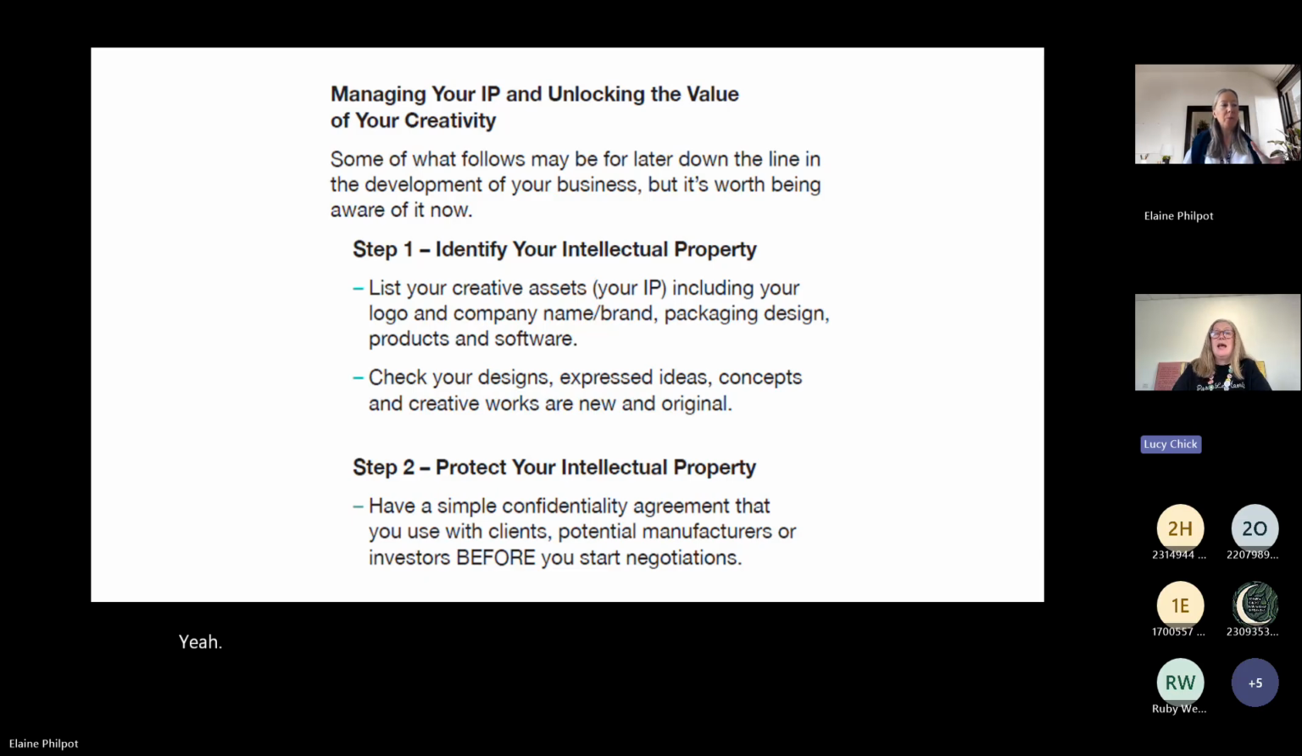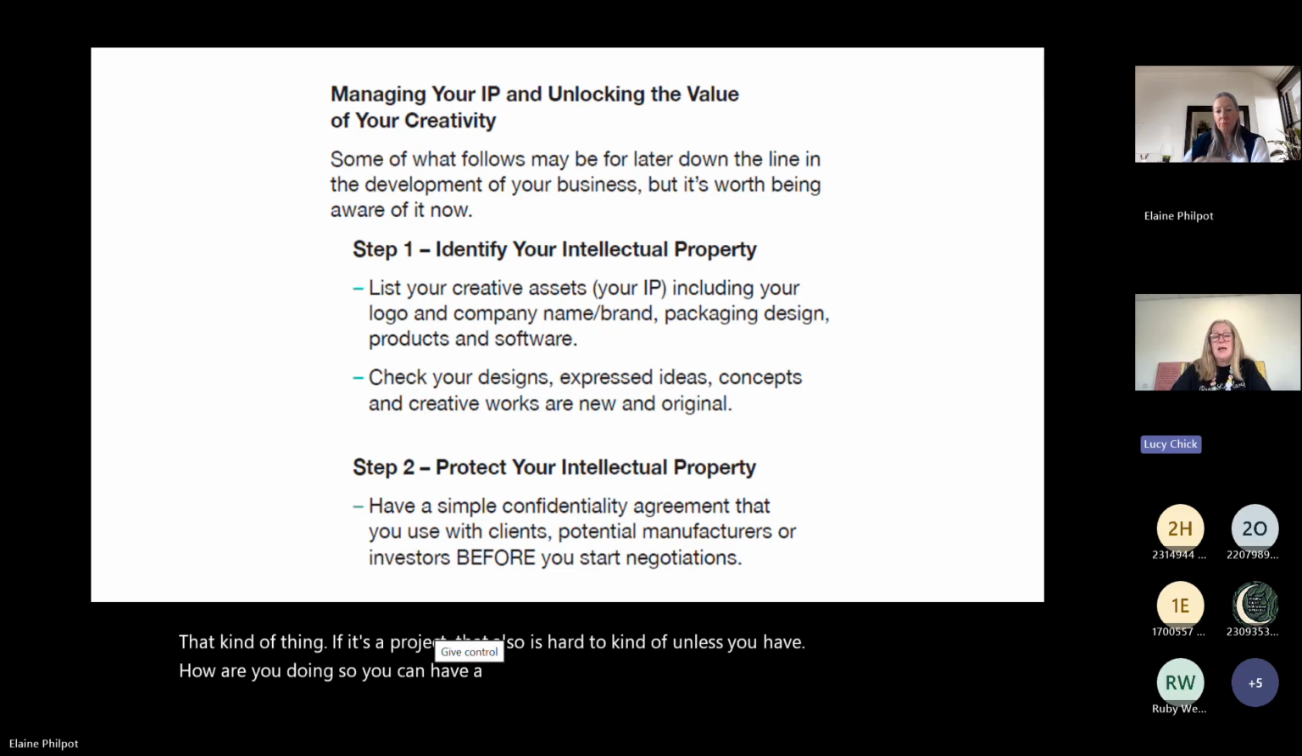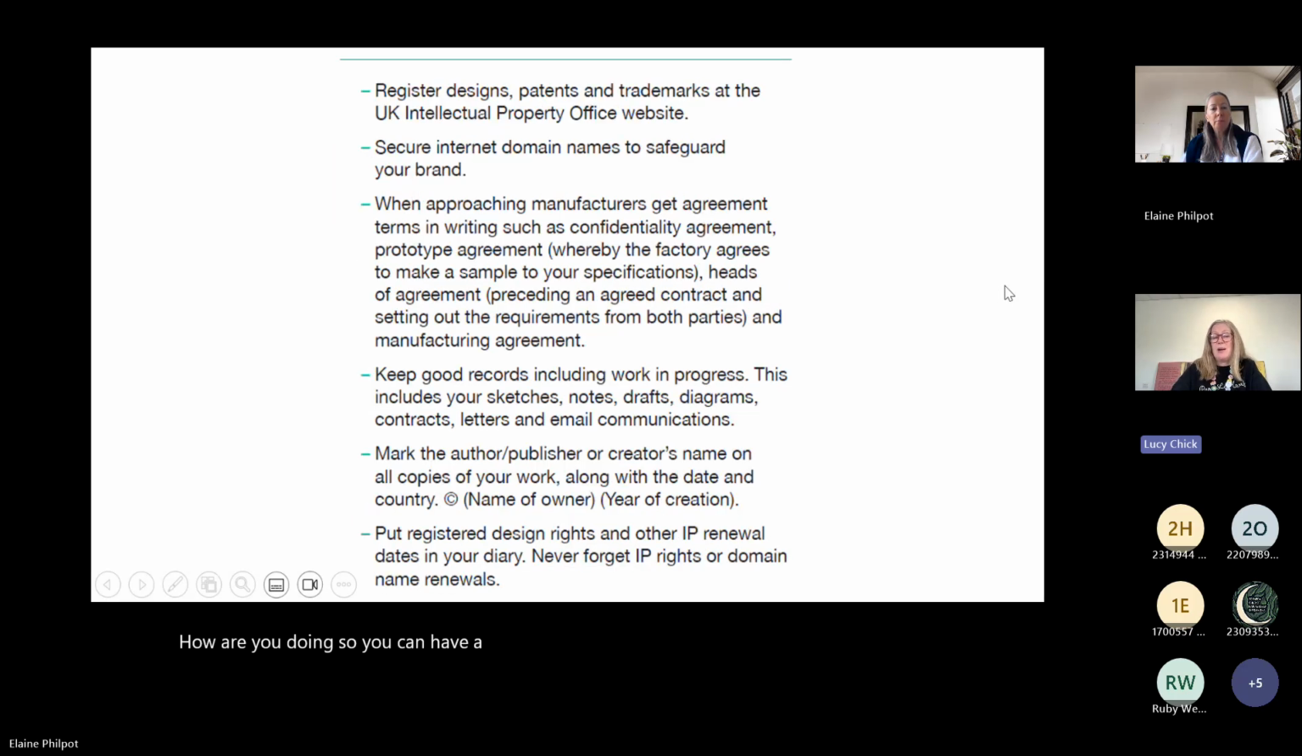If it's a product that you're selling, unless you pay a lot of money and it's very new and you get a patent, it's quite hard to stop someone making something similar, but you need to think about how you do it. So you can have a confidentiality agreement used with clients, manufacturers, investors before you start negotiations. This is what usually happens. If you're selling things that are images, it's usually in your contract how it's going to be used, and you make sure it happens beforehand.